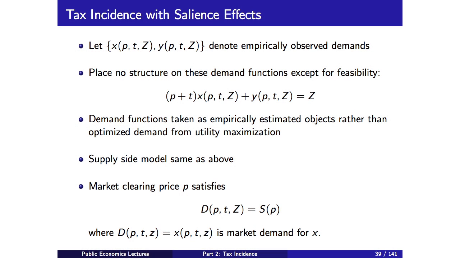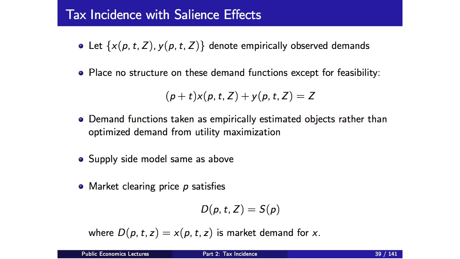Okay, so let's now come back to what my objective was in showing you some of this empirical evidence, which is to think about how tax incidence works when you have these salience effects. So let x of p, t, z and y of p, t, z denote the empirically observed demands for the two goods. So as a function of the price and the tax, I'm estimating, using exactly these regressions, what these demand curves look like in the data, right?